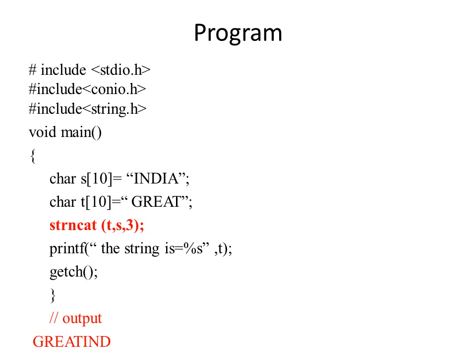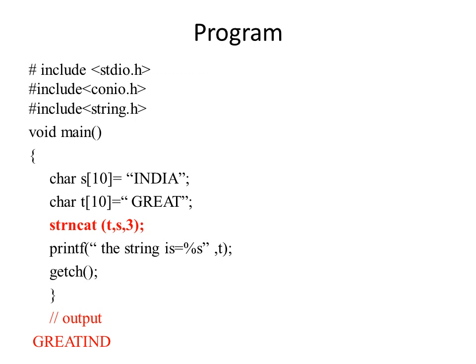So here again I have taken two character arrays, s and t. S contains the elements India, T contains the elements grad. Then strncat, first of all t comma s comma 3. So t is the target array, s the source array, and how many elements are going to be concatenated at the end of the target is nothing but the 3 elements.